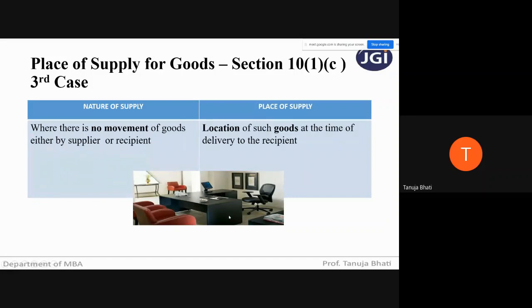Where this furniture is located, where these goods are located, because there is no movement of goods. So in this case, it is going to be Belgaum, Karnataka, because we have to consider the location of such goods at the time of delivery to the recipient.